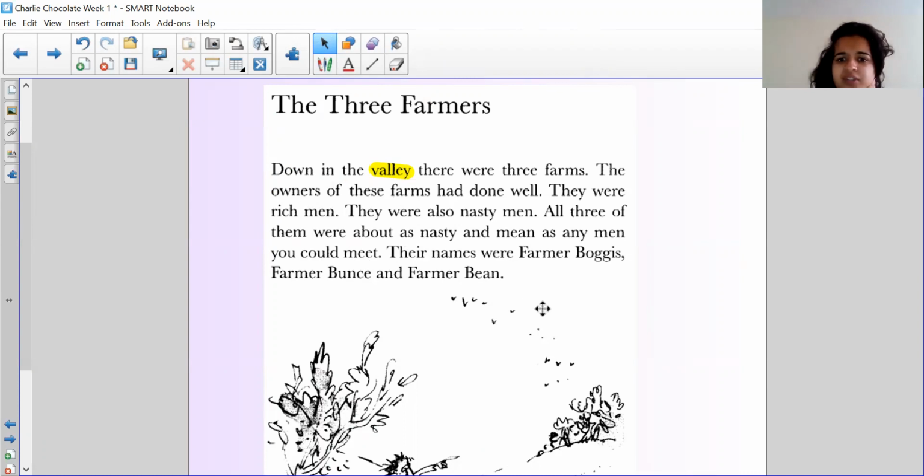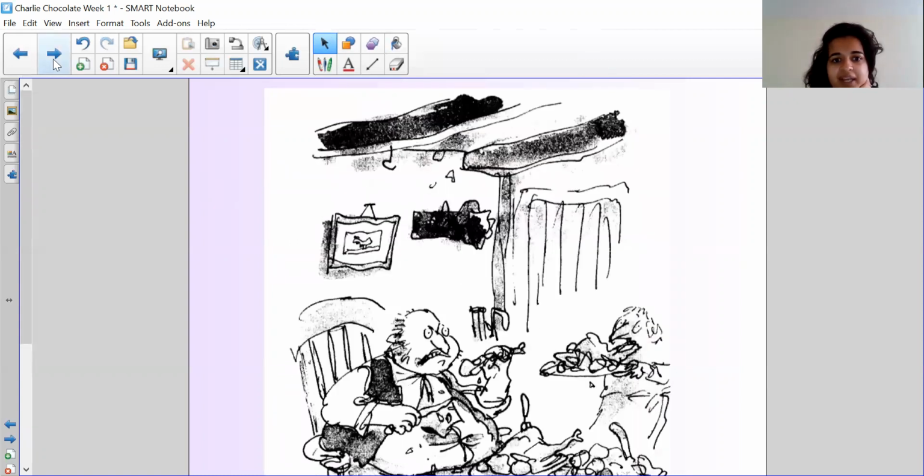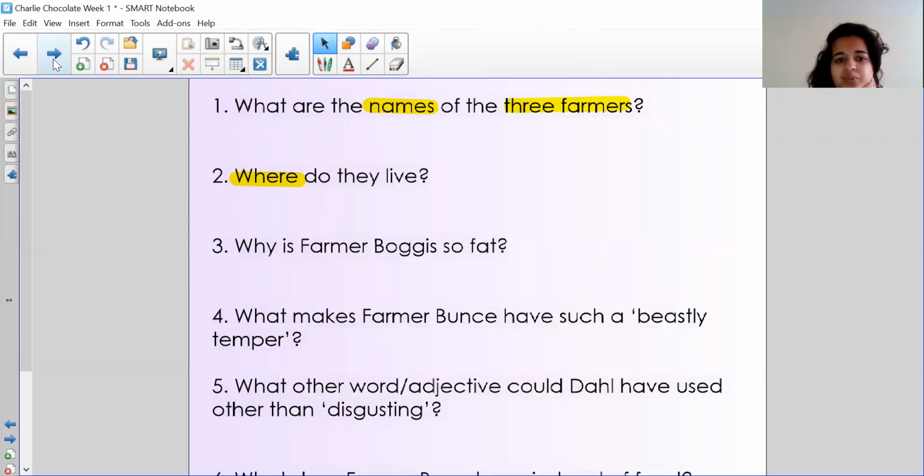So the first question was, what were the farmers' names? Okay. So look for that keyword names. What were the farmers' names? And the second question is, where did they live? Okay, where did they live? You're looking for a place. Where did they live? Okay, so that's question 1 and 2.